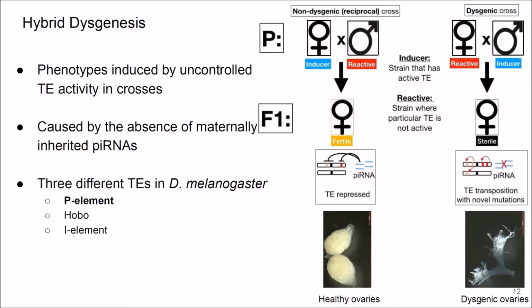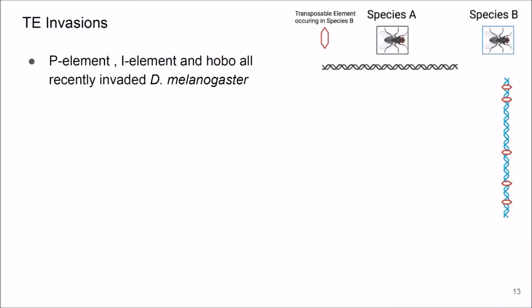And then researchers were interested in determining how it is possible that some strains that they had in the laboratory did have transposable elements and the respective defense, while others did not, which led to these phenotypes. And what was figured out is that these transposable elements, the P element, the I element, and hobo, had only very recently arrived in Drosophila melanogaster. So frankly, they invaded the genome at some point after some of these laboratory strains that were used in the crosses were collected from the wild.